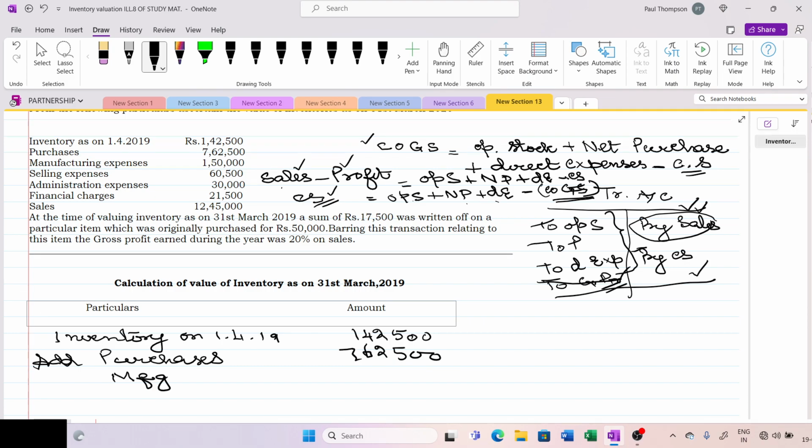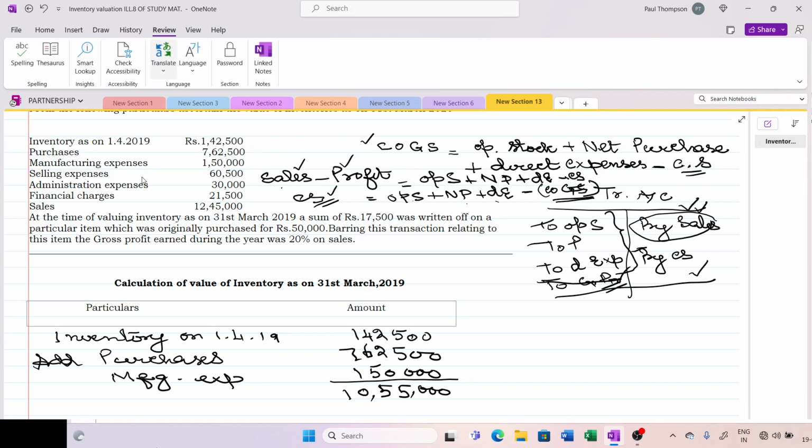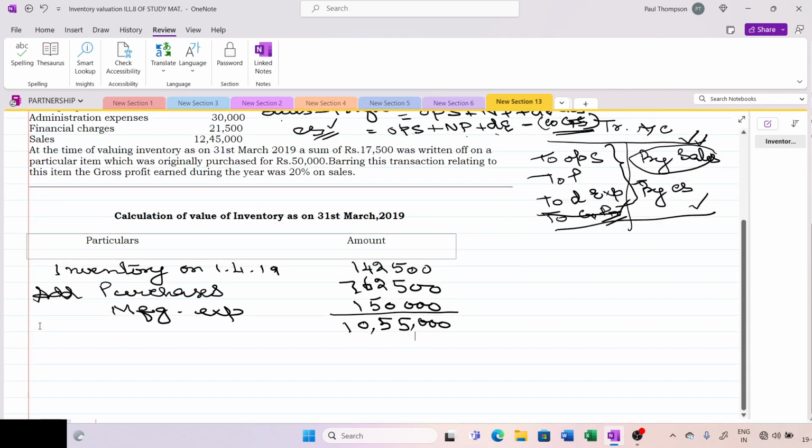I am writing in short manufacturing expenses 1,50,000. And selling and distribution, administration, financial charges, these will all appear in your P&L account. So that will not come into this. Now the total of this is 10,55,000. Okay. So now we have to reduce the cost of goods sold.